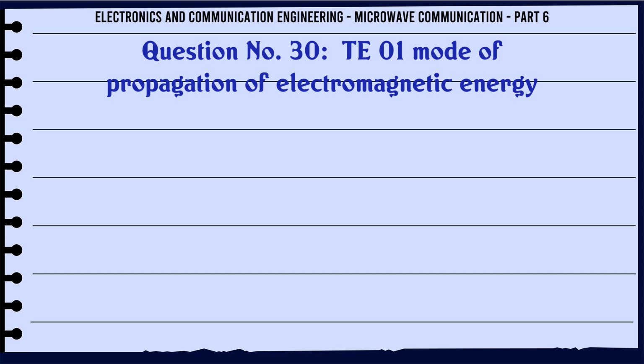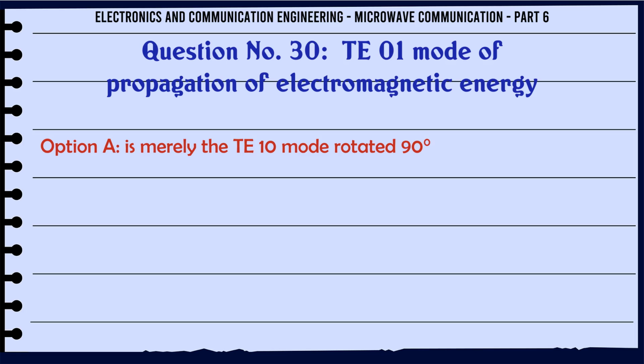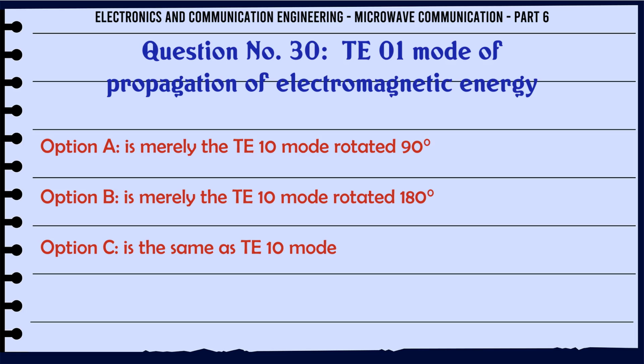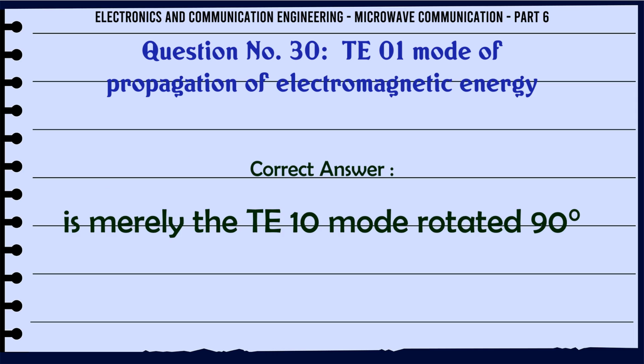TE01 mode of propagation of electromagnetic energy: A: is merely the TE10 mode rotated 90°, B: is merely the TE10 mode rotated 180°, C: is the same as TE10 mode, D: either B or C. The correct answer is merely the TE10 mode rotated 90°.